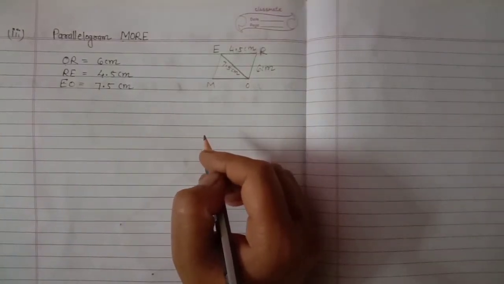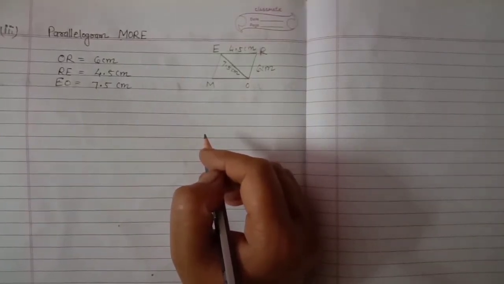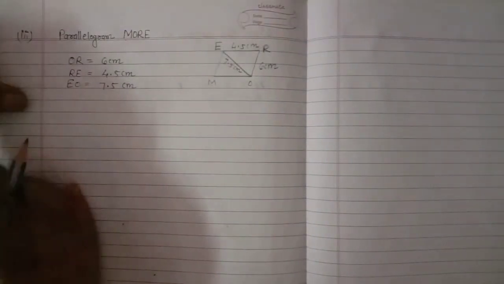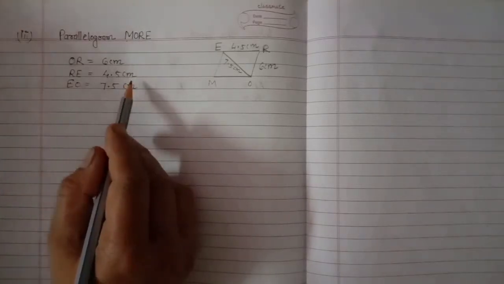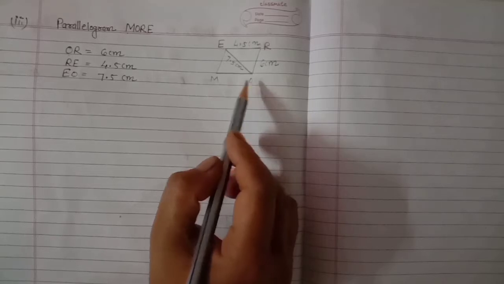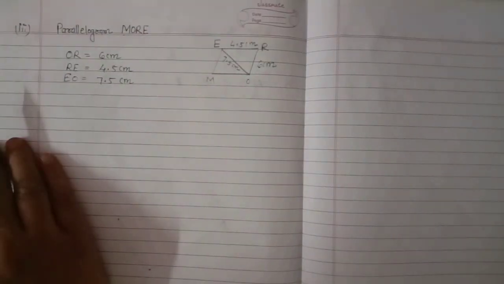As we know, we require at least 5 measurements to draw a unique quadrilateral, and here only 3 measurements are given. So now we will apply the property of parallelogram here. As we know, in a parallelogram, opposite sides are equal.